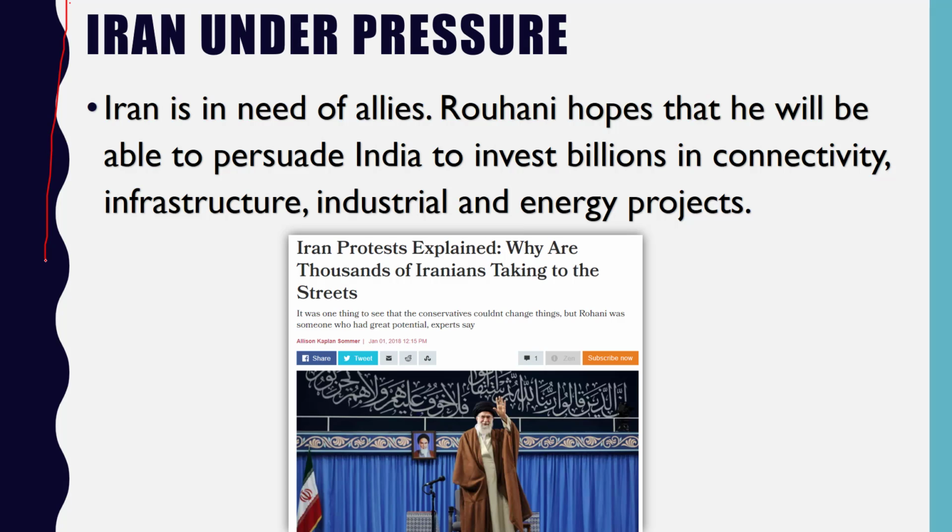You need to understand one thing. The Chabahar port isn't exactly some kind of a gift that Iran has given to India. Iran desperately wanted someone to develop that port. India came in and India filled that spot.